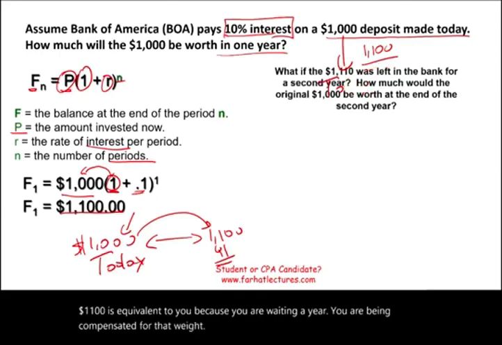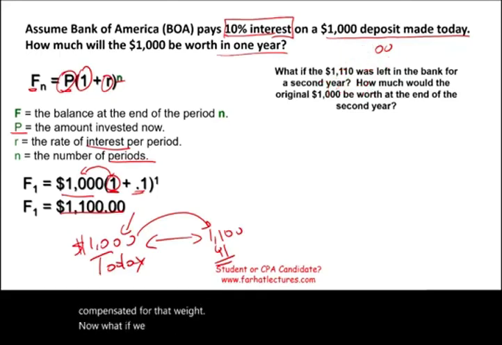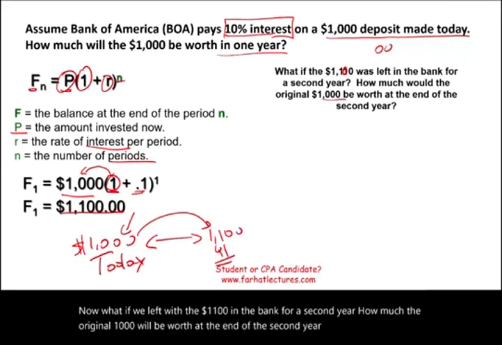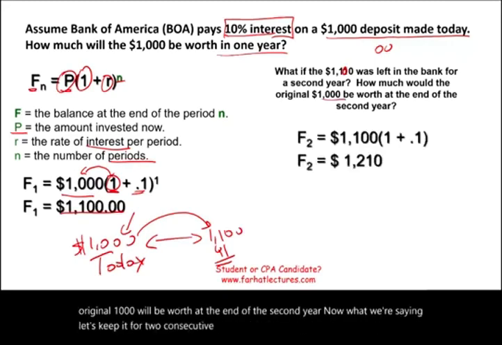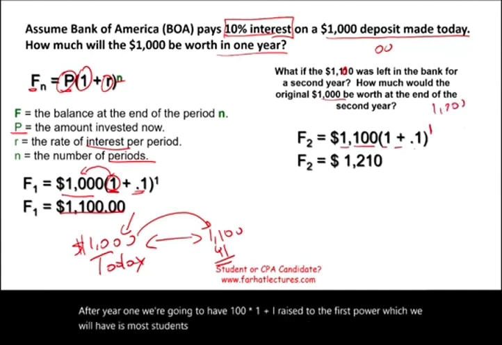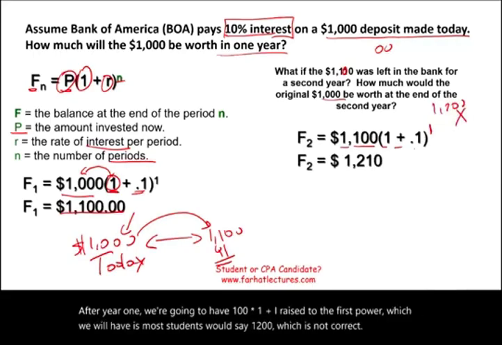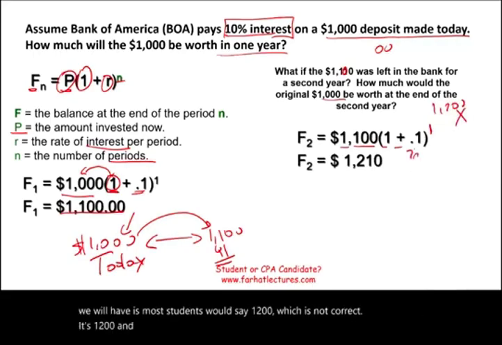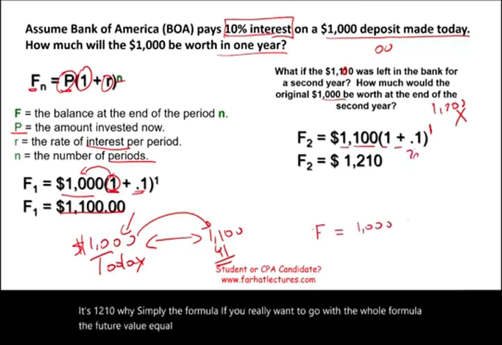Now, what if we left the $1,100 in the bank for a second year? How much will the original 1,000 be worth at the end of the second year? Let's keep it for 2 consecutive years. After year 1, we're going to have 1,100 times 1 plus I raised to the first power, which most students would say is 1,200, which is not correct. It's 1,210. Why? Simply the formula: the future value equals 1,000 times 1 plus 0.1 raised to the second power.